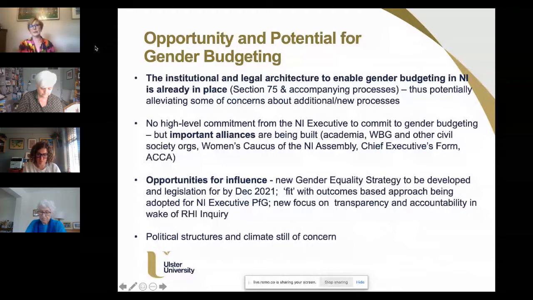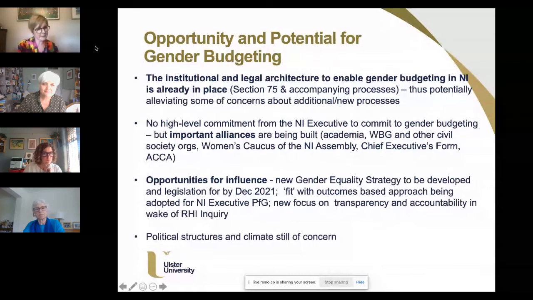And we do have a bit of a renewed focus on transparency and accountability in financial operations, and that's come in the wake of a public inquiry into a scandal in Northern Ireland around a renewable heat incentive. So I think there's definitely opportunity, there's definitely potential. Our political structures, our climate is still of concern, but there will be an election in May 2022, and I think politicians will be mindful of that, and we can contribute obviously around pressure, manifestos, and so on there.